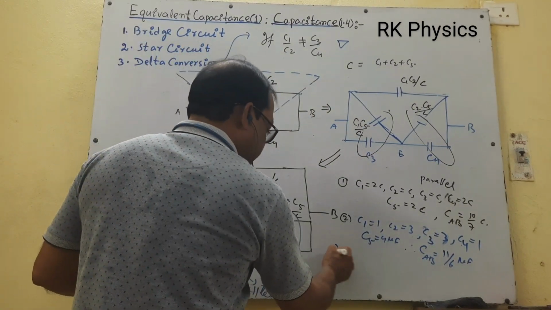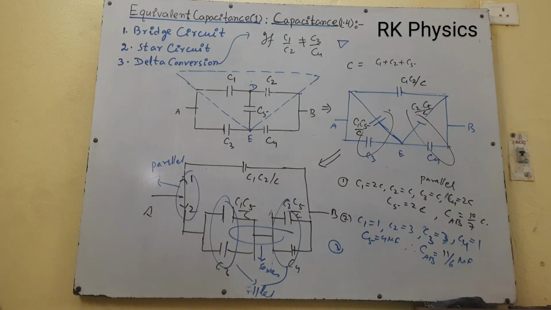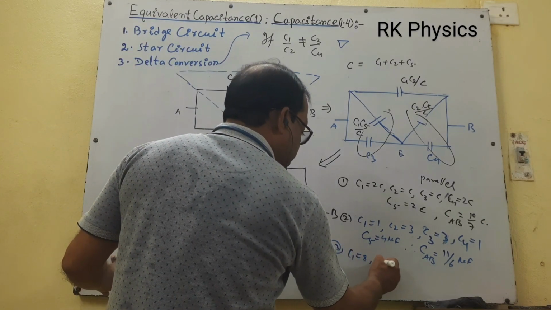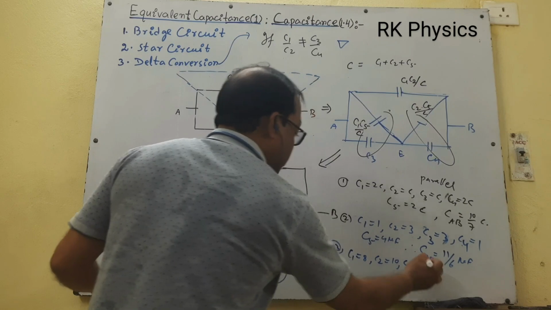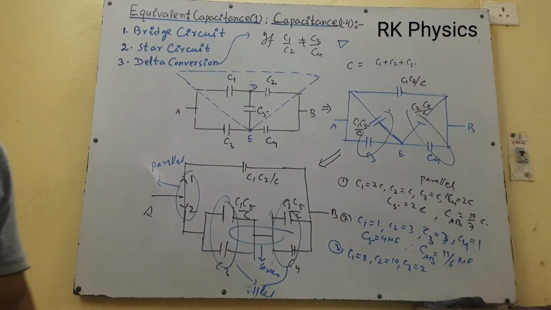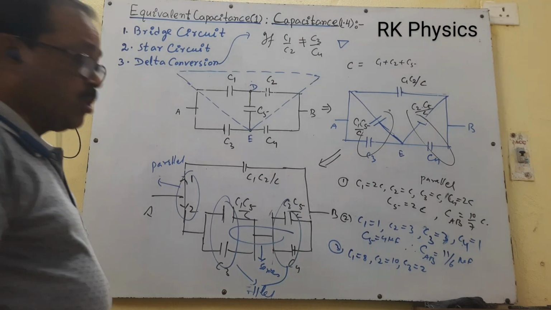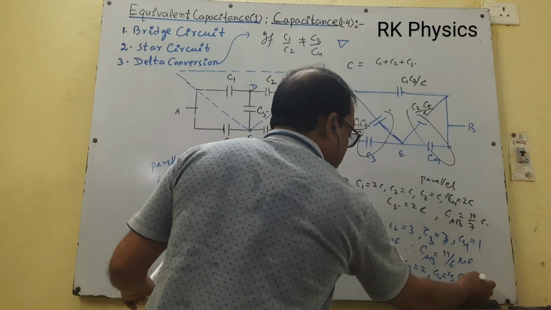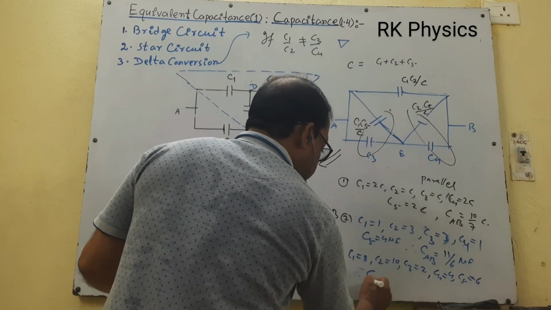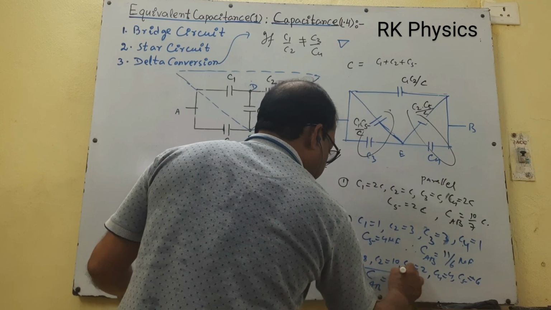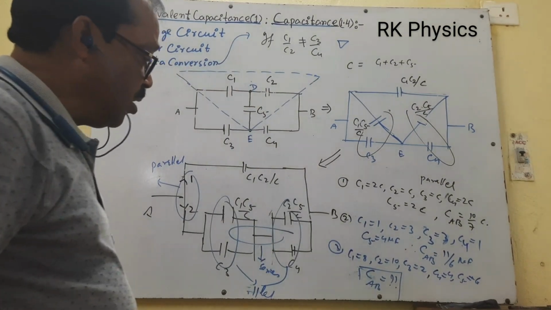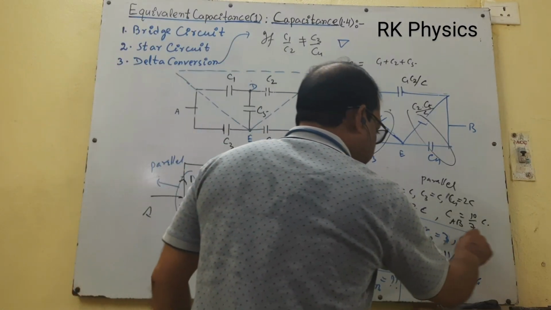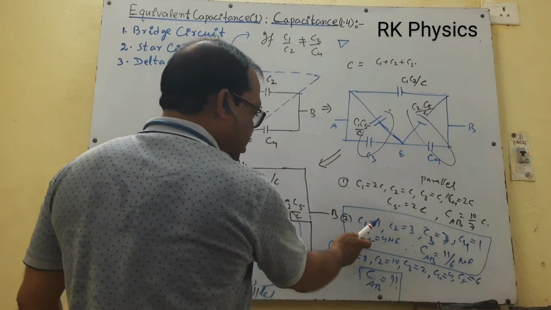or something else. And another problem for you. C1 is 8, C2 is 10, C3 is 2 microfarad, C4 is 4, and C5 is 6. Now check what CAB is, find out the value of CAB. I do not give you the answer here, you calculate and check it. I think this problem is in Concept of Physics by HC Verma.